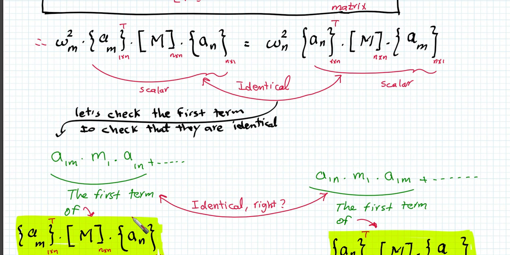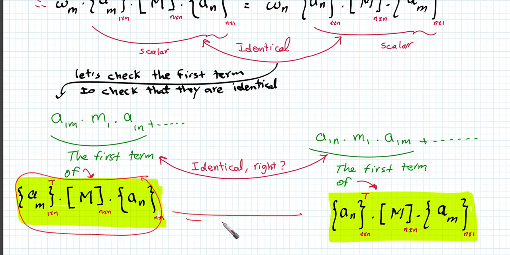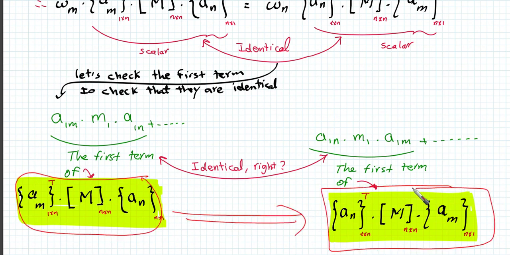Well, we proved now that this term is going to be the same as this term. This means that we can put it in another form. Based on that, we are going to say that this term on the left hand side equals the right hand side term.